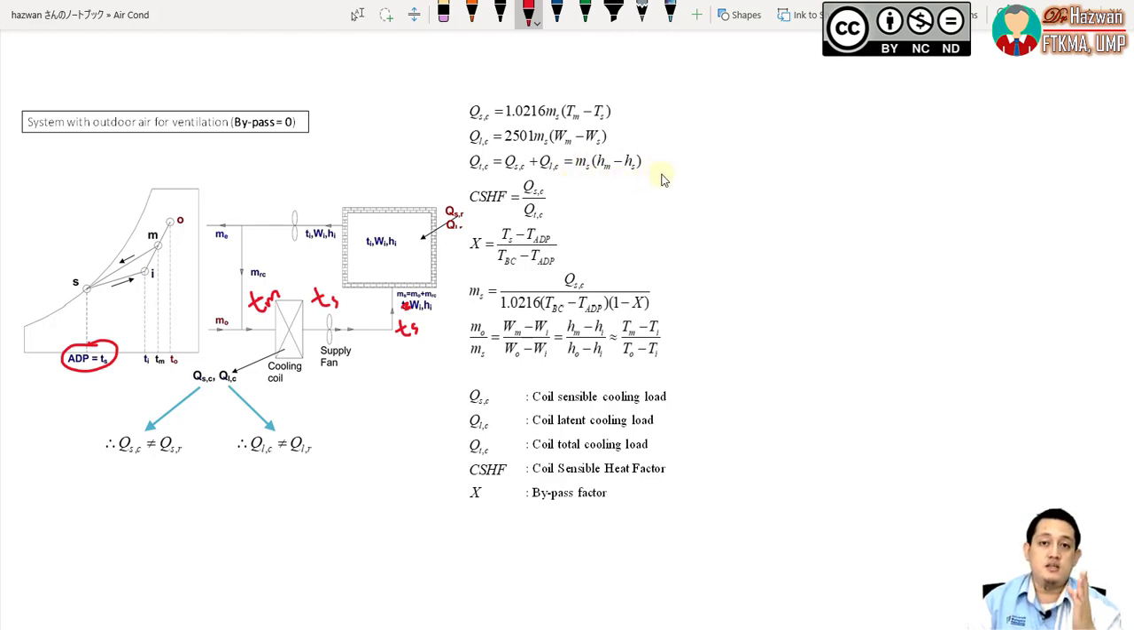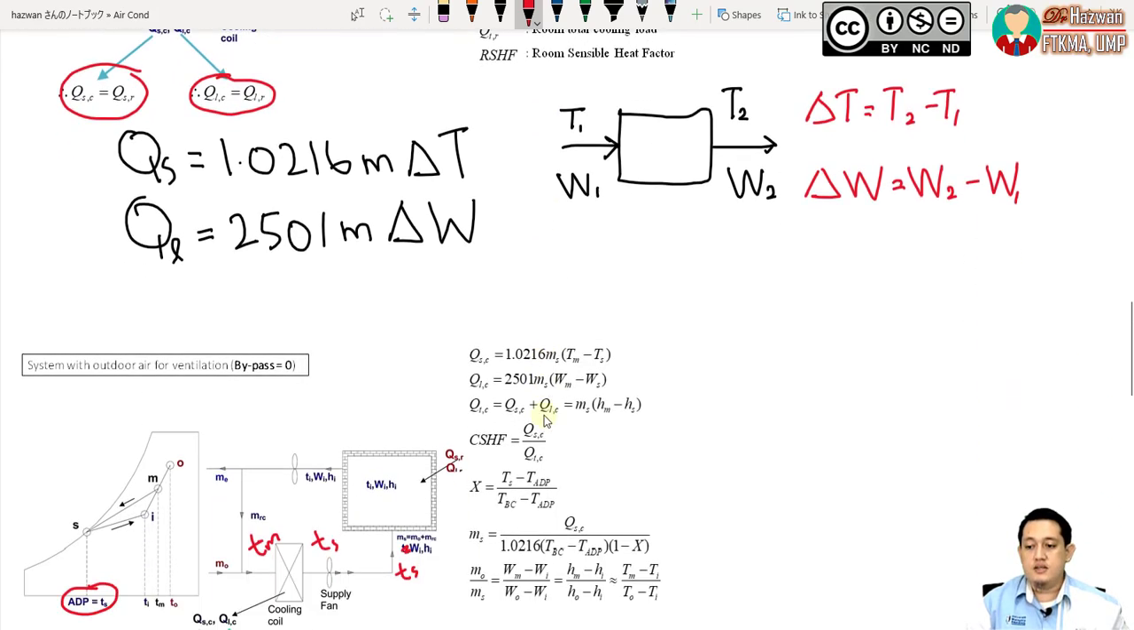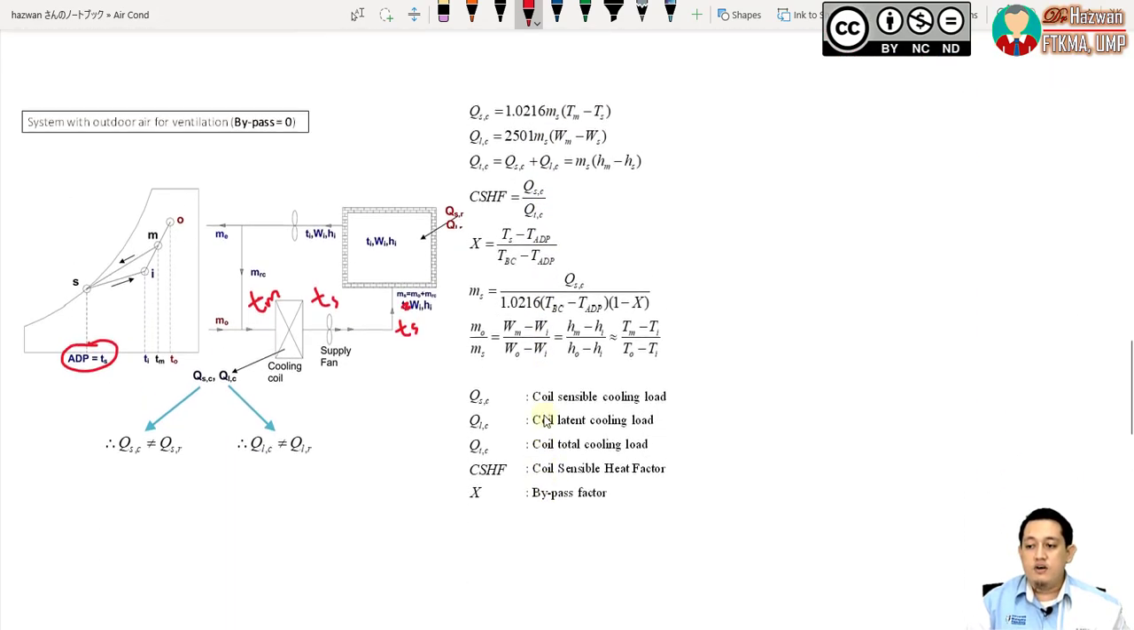The difference in enthalpy, before and after, also we can use this one. Previously we have this one here, the room sensible heat factor. For this one here we have the coil sensible heat factor. So it means that we want to find the coil sensible heat factor here. Because the word sensible means that we need to relate sensible heat and also the total heat. So this one here is sensible heat over the total heat of this cooling coil.